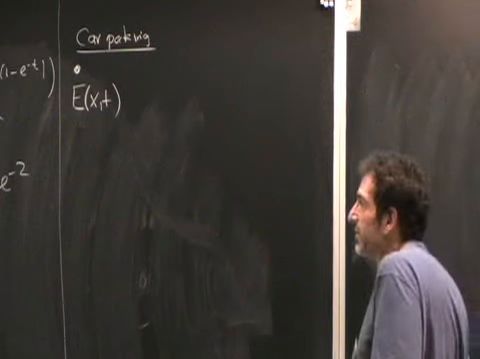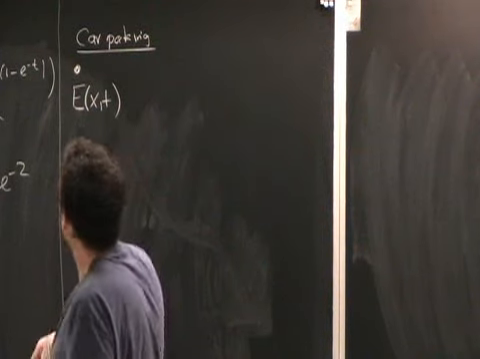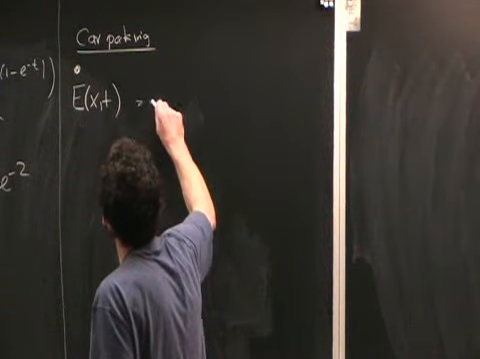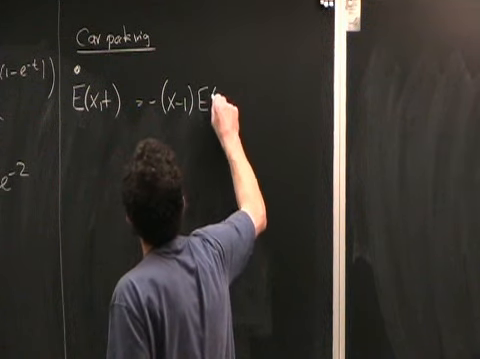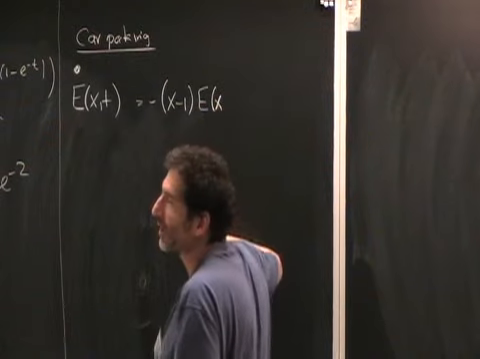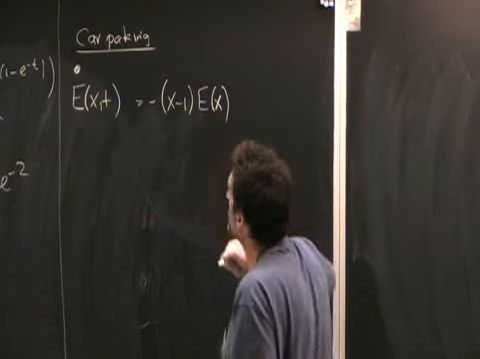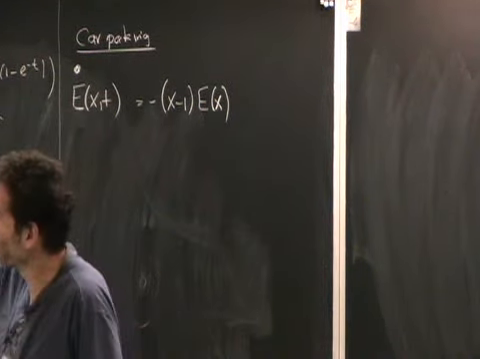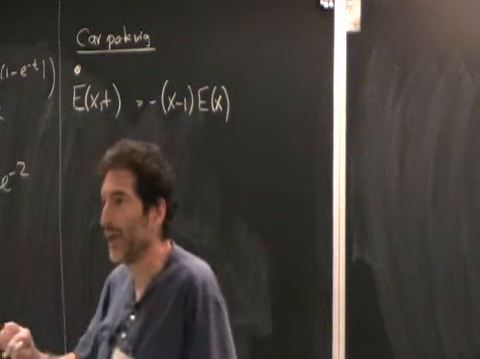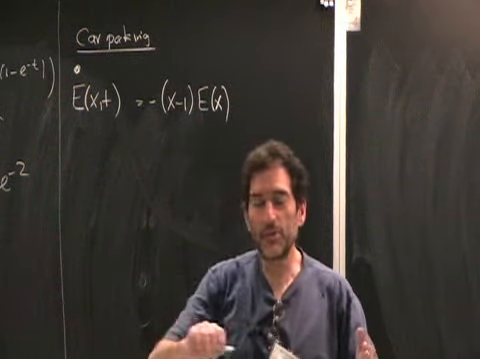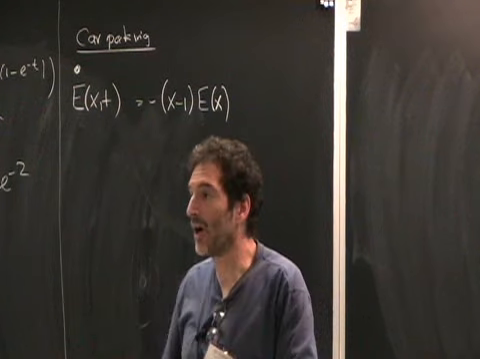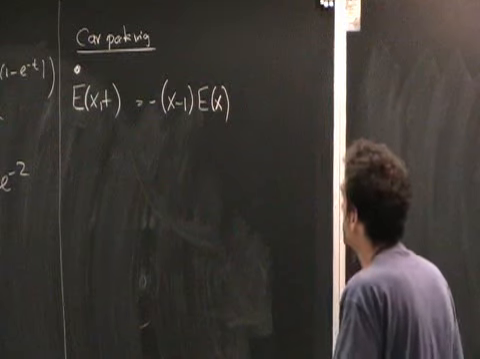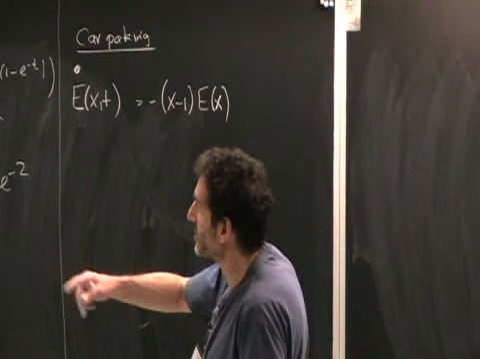So now let me write down the analog of this equation of motion. So ∂E(x,t)/∂t is equal to minus (x minus 1) E(x). Now I'm going to be lazy and drop the time index so I don't keep writing too much stuff. So that's the analog of the first term here. If I have a car of length 1 and a parking space of length x, I can put my front bumper anywhere from 1 to x minus 1, and the back end of the car will be outside the parking space. And then there's the analog of this last term.